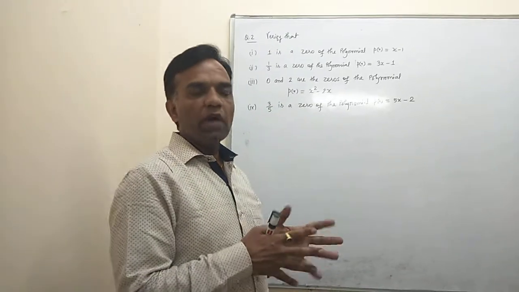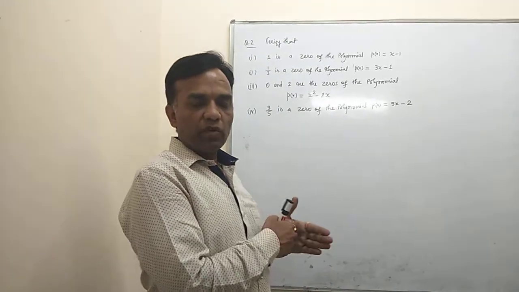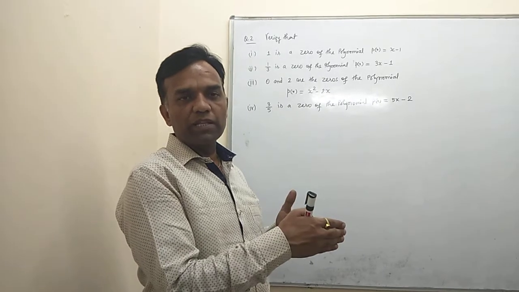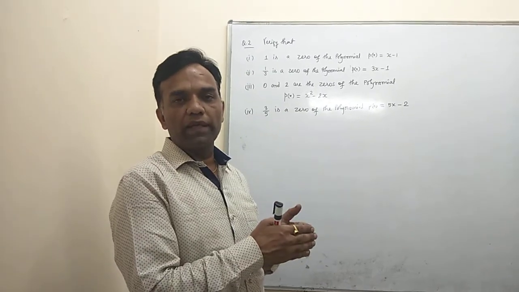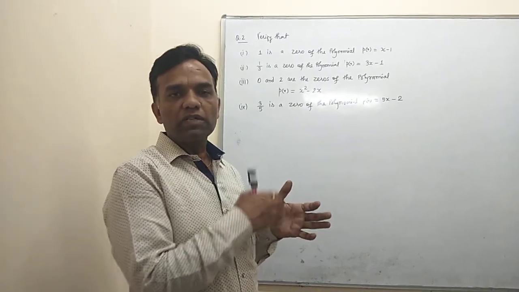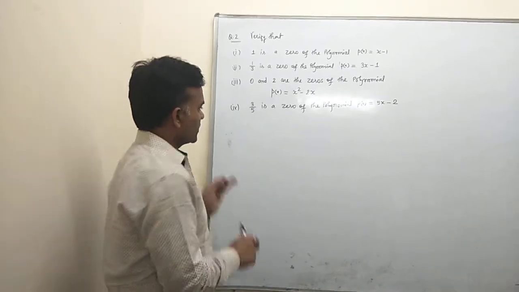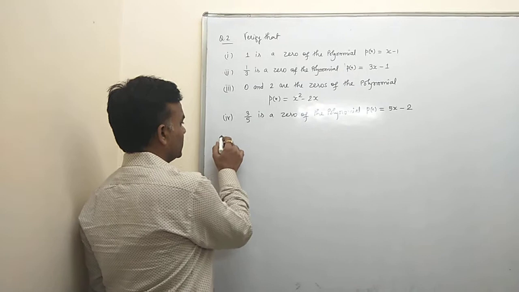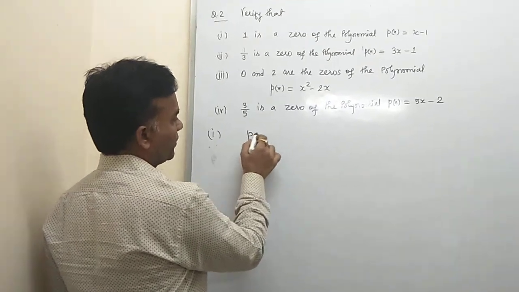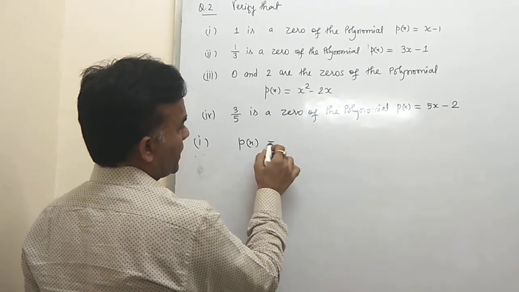Now here we have a different case. The zero is given and the polynomial is also given, and now we only verify whether the given zero is a zero of this given polynomial or not. So, the first question listed here.